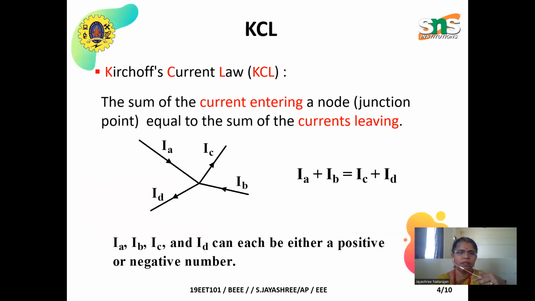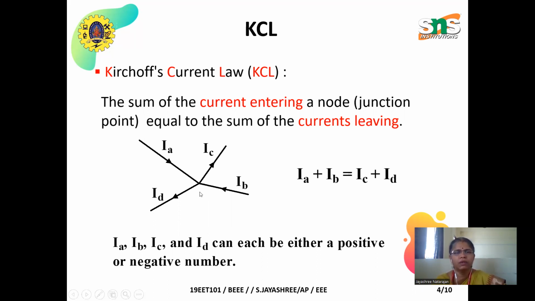So what is Kirchhoff's current law? Look into this slide. The statement is: the sum of currents entering a junction is equal to the sum of currents leaving the junction. If you take a circuit, the junction point, that is the meeting point of all the branches, we call it a node. So in a junction, according to Kirchhoff's current law, the sum of currents entering equals the sum of currents leaving.